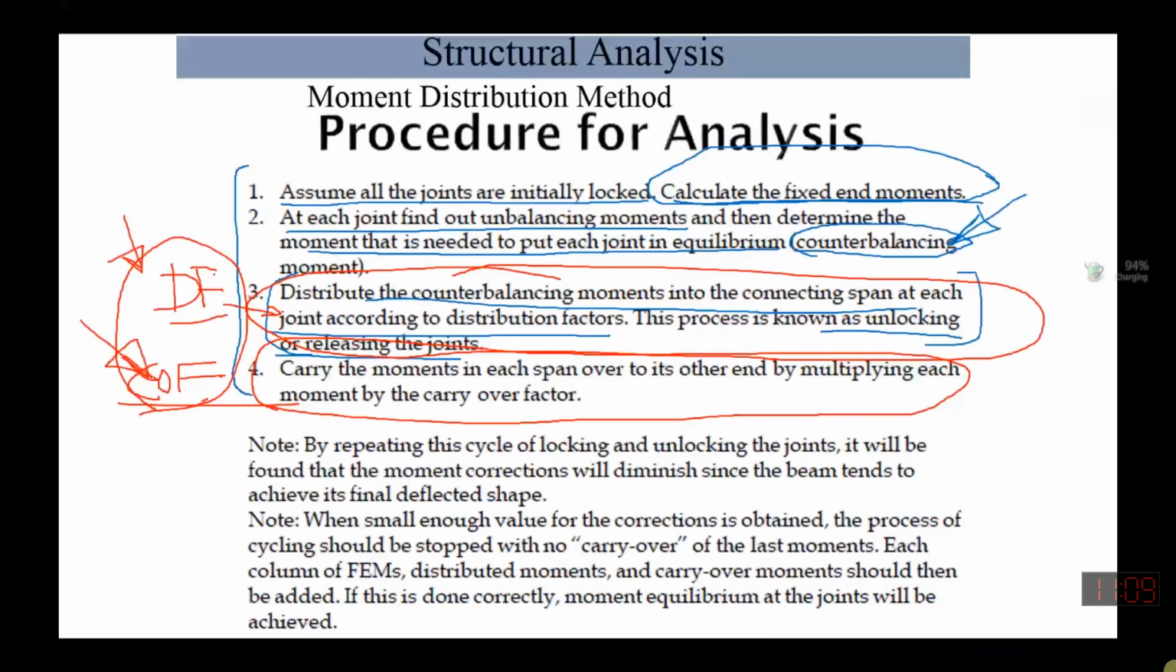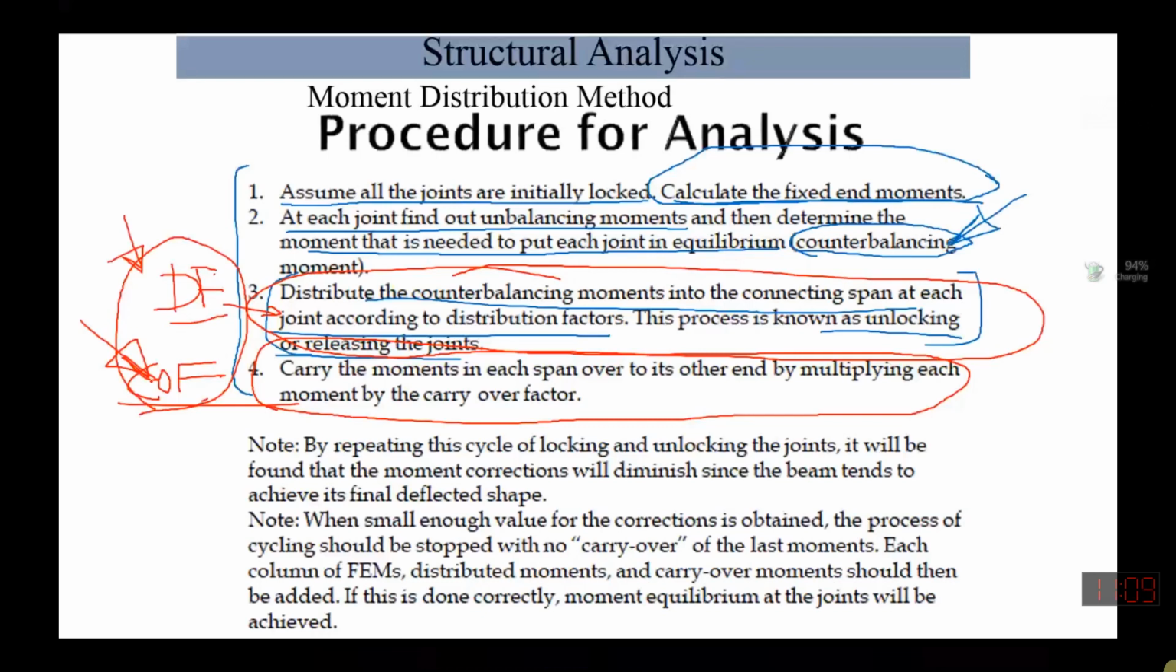Sir, the portion of total moment which is transferred or distributed to a particular member. Your name and roll number? Sir, 103 Muhammad Uzair Shafi. Okay. Anyone else who can tell me carryover factor?